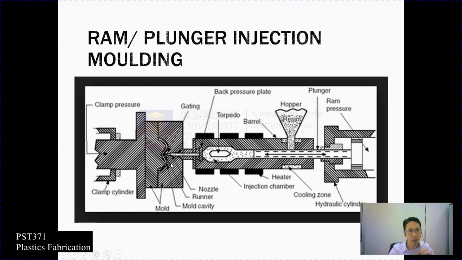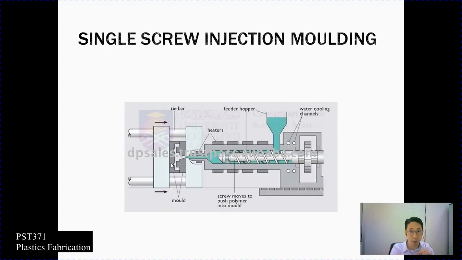cavity itself. That's the only purpose or function of the plunger injection molding. So please bear in mind, the most important difference between ram or plunger injection molding and screw, conventional injection molding, is that they do not have a screw. Usually this type of ram or plunger injection molding has a poor mixing capability, especially if you're using more additives in your compound.